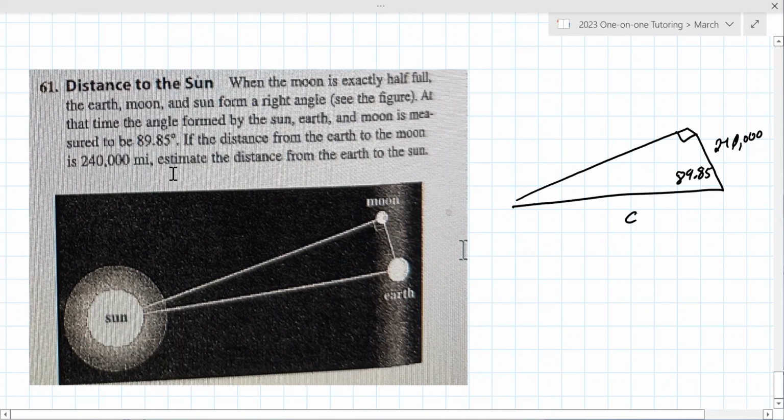Sometimes you look at a problem like this and think it's really difficult, but again, they're going to give you a side and an angle. You've got to figure out which trig function you're going to use, sine, cosine, or tangent. I think we finally get to use cosine in this one. So go ahead and calculate that. Let me know what you come up with.